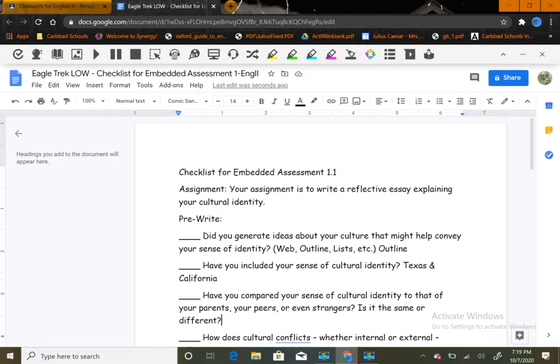Well, I have compared my cultural identity to my parents. For my parents, it's pretty much the same as my parents, but there's a difference in the fact that they're more creative than I am. Like, they can see it in their mind and create it, where I need a pattern. I have to have a format. I can't just create something from my mind.